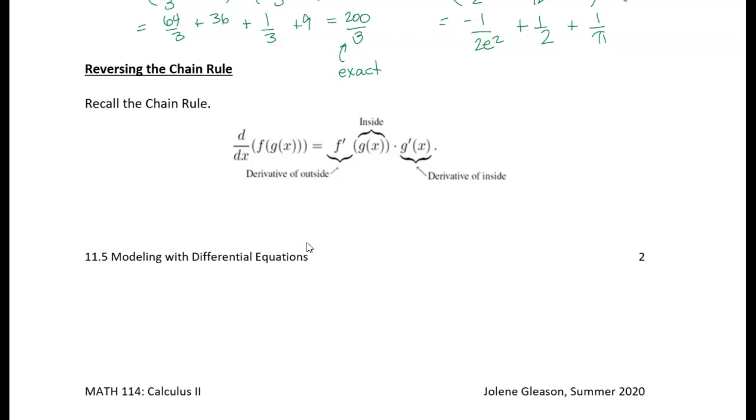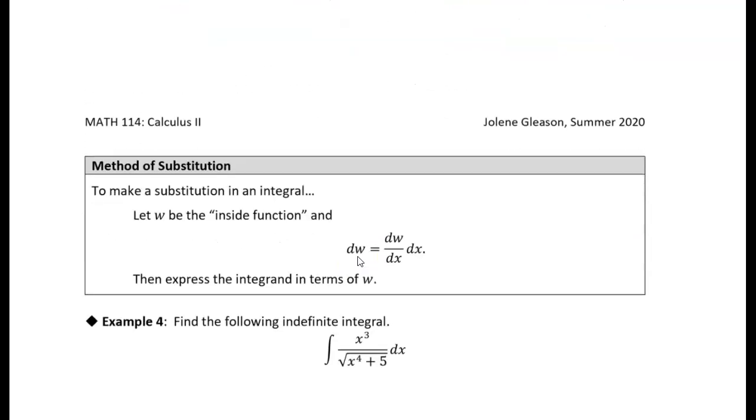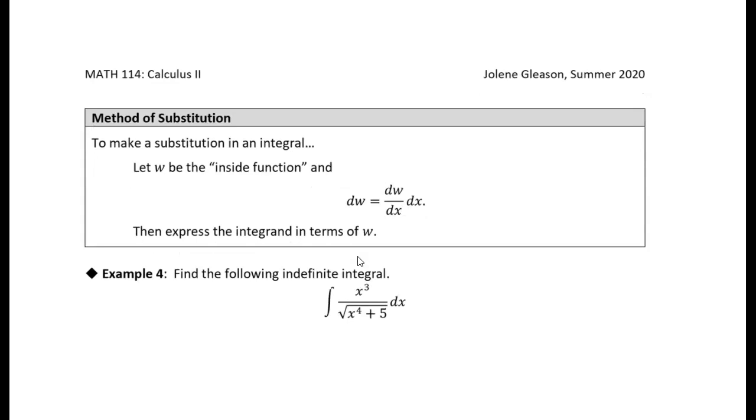Okay? So here's the trick that we're going to use to solve integrals. All right? So essentially we're reversing the chain rule. All right, so what we do to make a substitution is we let the inside function be w. Now, some of you may have learned something called u substitution. This is the same thing.